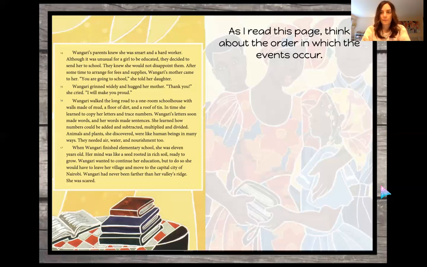She was scared. So sometimes in text, they don't use the exact transition words that we discussed earlier, but there are ways for us to understand the order of events. And particularly on this page, it tells about how when she was a young girl, her parents decided to send her to school, and then it gives some information all the way up until she finished elementary school. So let's look at the exact order of these events.